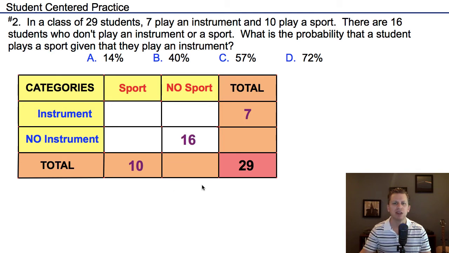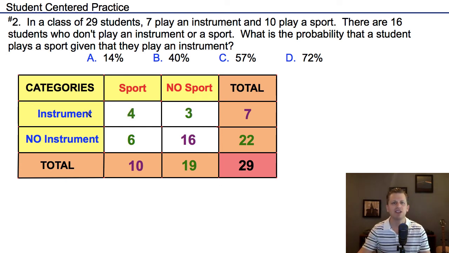Now let's subtract. If 10 students play a sport out of 29 students, that means there's 19 students that don't play a sport. If 7 students play an instrument out of 29 students, that means that there is 22 students that do not play an instrument. 22 minus 16 is 6. 10 minus 6 is 4. And we get 3 for the final one.